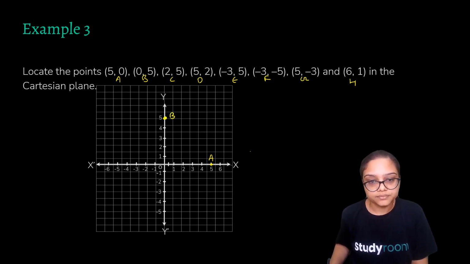Again, move 2. Moved. Now move towards y 5. How would you move? Perpendicular. So it's already drawn Cartesian. You don't need to draw the lines. So it will be 2 comma. Now D, 5 comma 2.